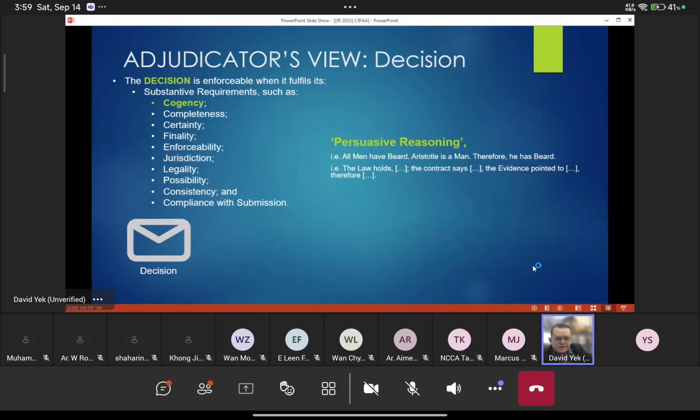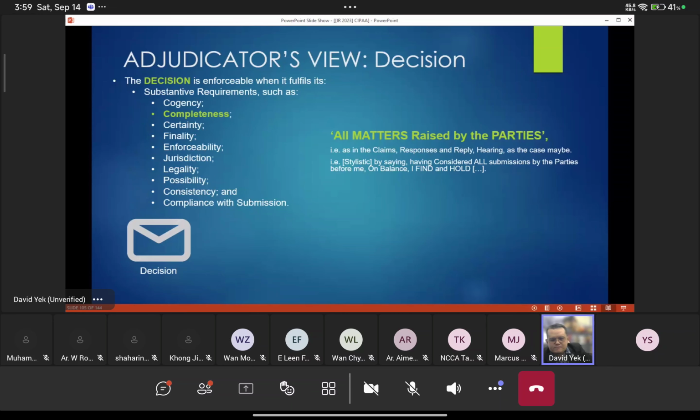Completeness. That means to say all matter raised by the parties. Example, all the matter raised in the claims, the response, and the reply. And if there's a hearing, everything raised in the hearing, as the case may be. You don't leave anything. You don't leave no rock unturned. If the matter was raised by them, record it down. All this matter has been raised and address it.